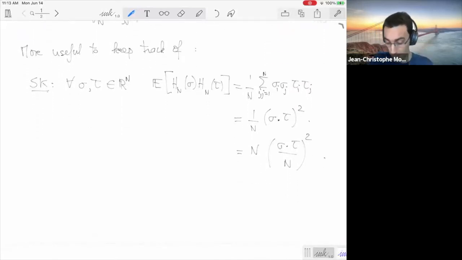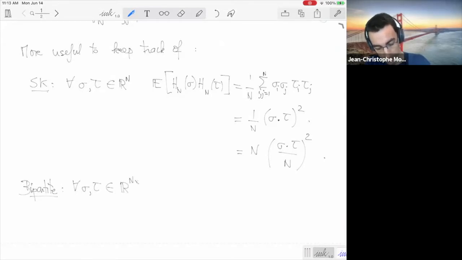And now what about the bipartite model? For the bipartite model, you remember that each guy really comes as a pair of vectors.